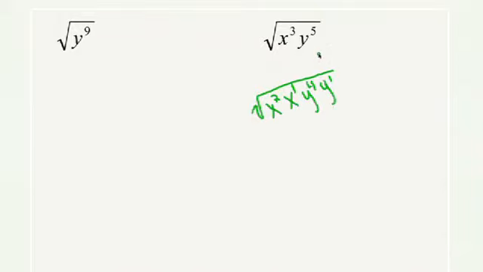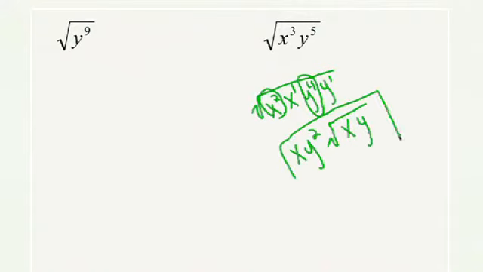And now I can use the rule from the previous screen. I know the square root of x squared, it's x to the 1st power. I know the square root of y to the 4th, it's y to the 2nd power. But I don't know the square root of x to the 1st or the square root of y to the 1st, so those just stay over here under the radical. This will also give you xy squared times the square root of xy.